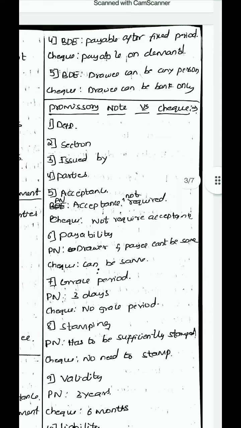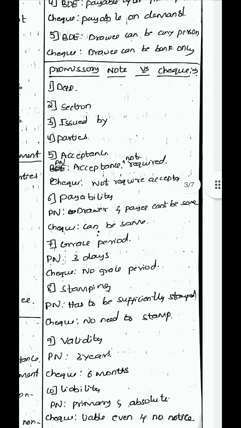The next difference is that a bill of exchange is payable after a fixed period, but a check is payable on demand. As soon as you present the check to the bank, it is payable. The next is the drawee. In a bill of exchange, the drawee can be any person. So the person we are ordering to pay can be any person. But in check, the drawee can be a bank only. So this is the difference between bill of exchange and check.